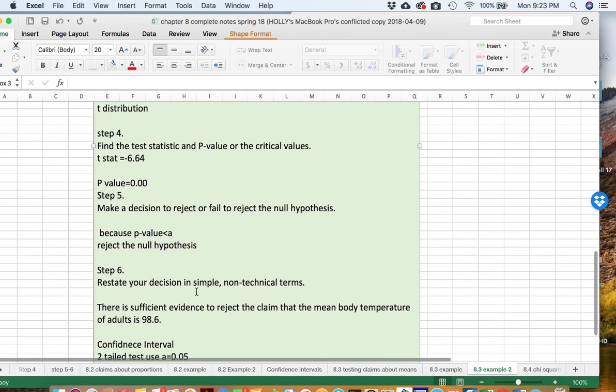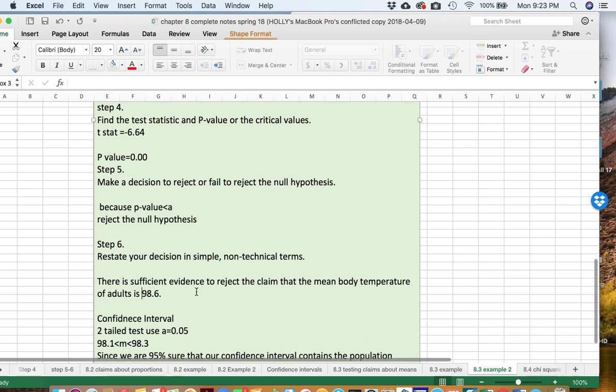Remember, the null hypothesis is our original claim. So we need to state our decision in terms of our original claim. There is sufficient evidence to reject the claim that the mean body temperature of adults is 98.6.